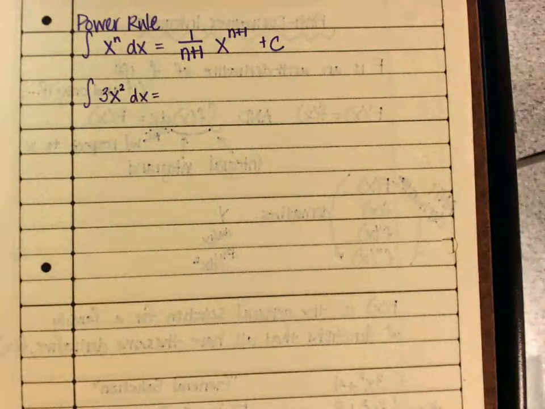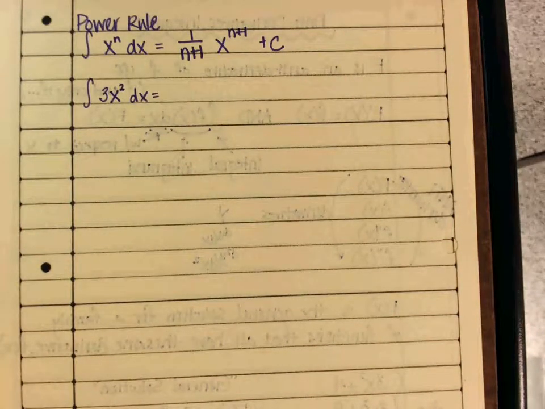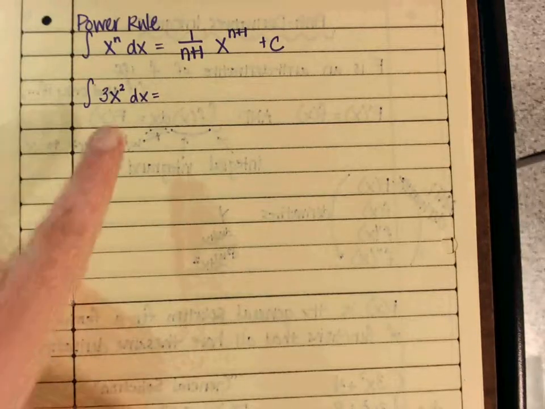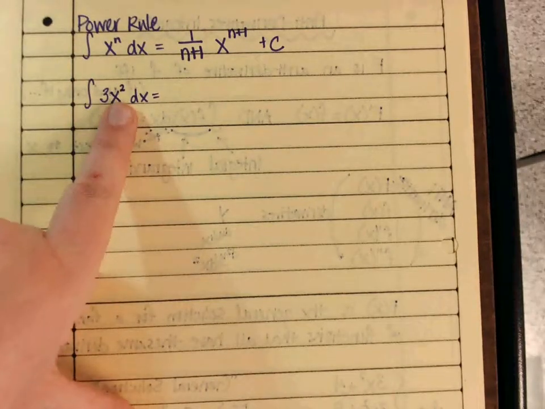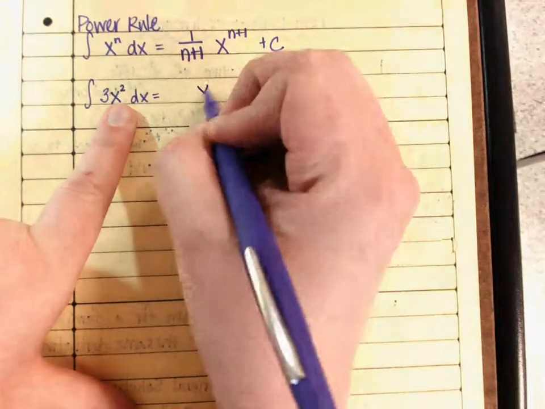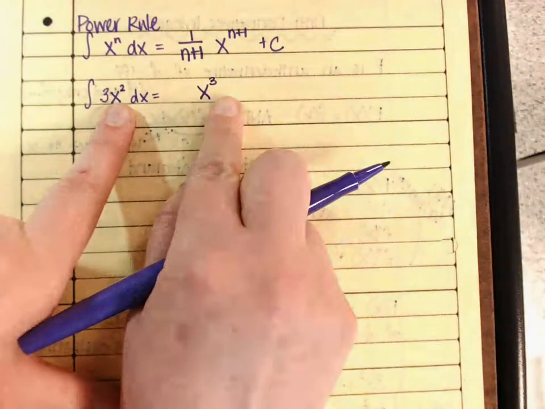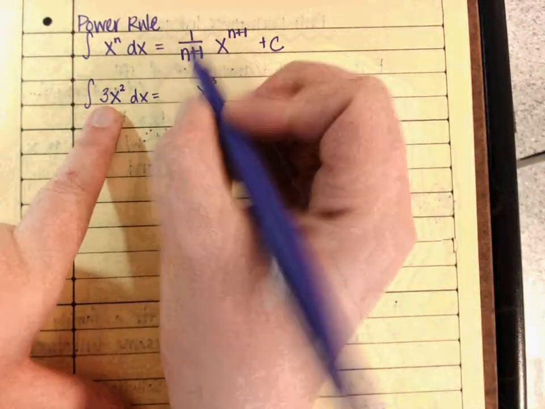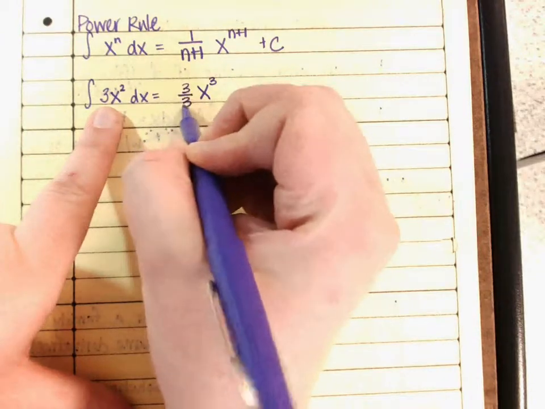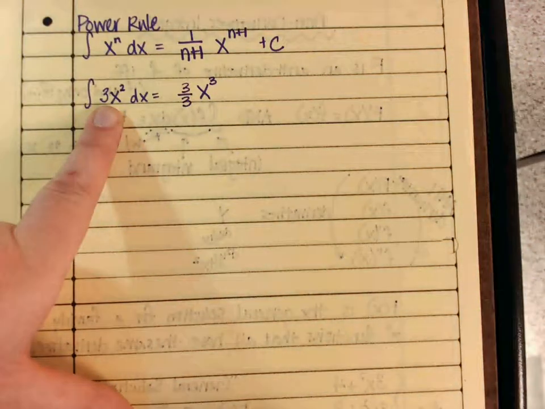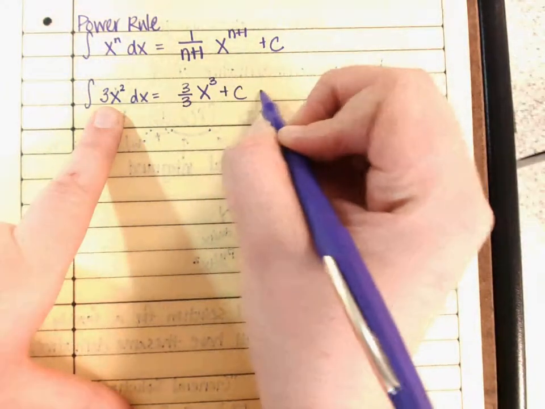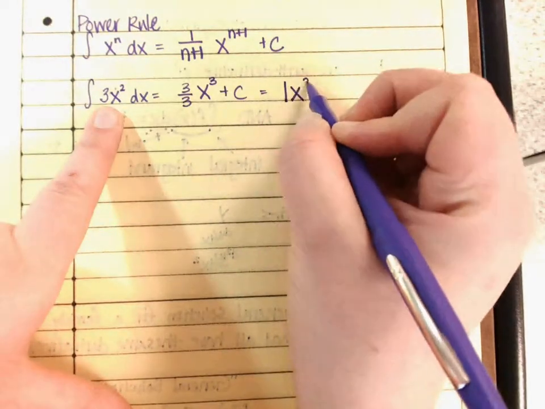Okay? We're going to follow the rule. The first thing that you do is you're going to add 1 to the power. If I add 1 to this power, what's my new x now? X to the third. Then what do I do with the 3? Divide it in the front. Now it's a 3 over 3. What's the 3 divided by 3 though? So this is really 1x to the 3 plus c.